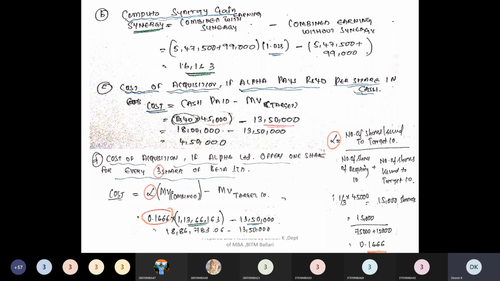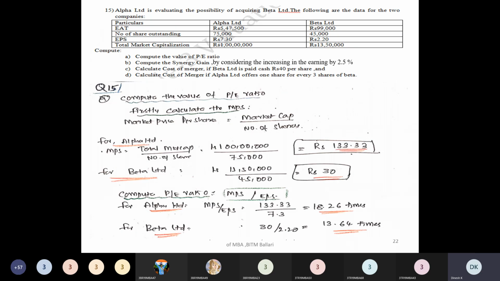So cost of the merger. The cost of acquisition for Alpha Limited when they pay rupees 40 per share in cash, right? So cost is equal to cash paid. What is the cash paid here? Cash paid is rupees 40 per share multiplied by 45,000 shares, minus the market value of the target firm, right? Market value has been given here. So market value is how much?